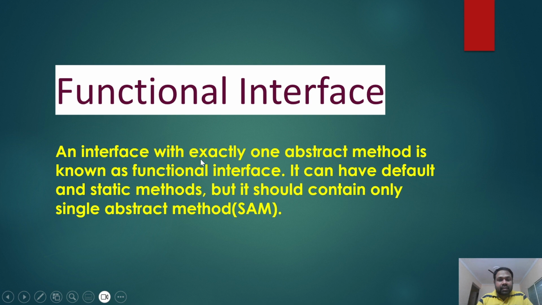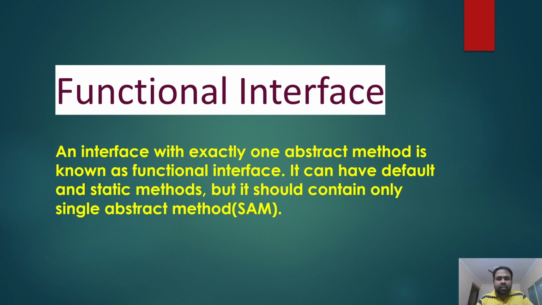An interface with exactly one abstract method is known as a functional interface. Observe here, one abstract method, meaning single abstract method. An interface can have any number of abstract methods. What is an abstract method? Very first, let me tell you, an abstract method is a method without any body. Something like, I will show you, public void display semicolon, that's it. We don't have a method body.